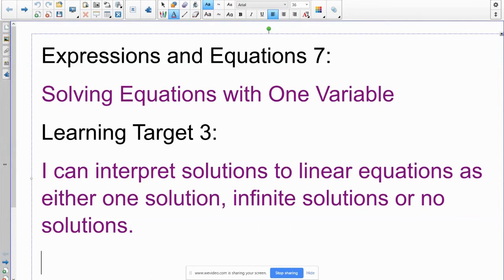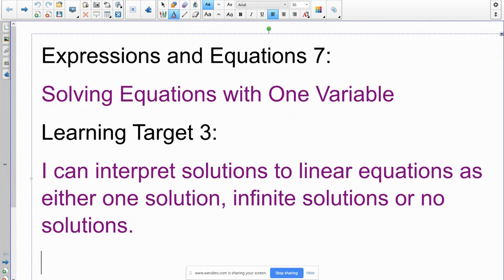7, solving equations with one variable. We're going to look at the last learning target of the standard, learning target 3, and it's I can interpret solutions. So it's a lot like learning target 2, but we're going to actually solve equations, and then when we get to a point when we can interpret if that equation has no solution, infinite solutions, or one solution.